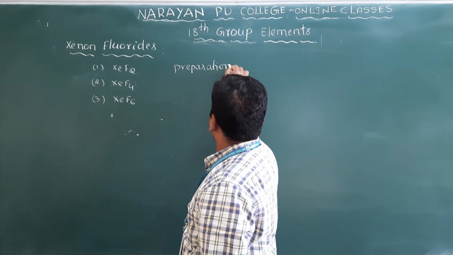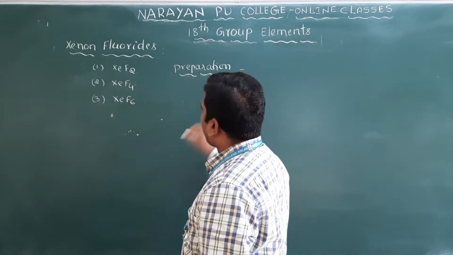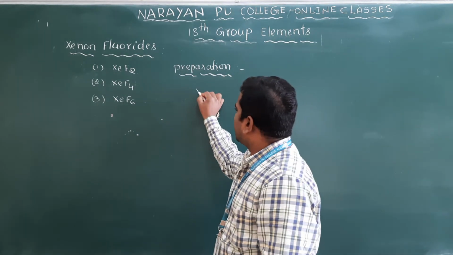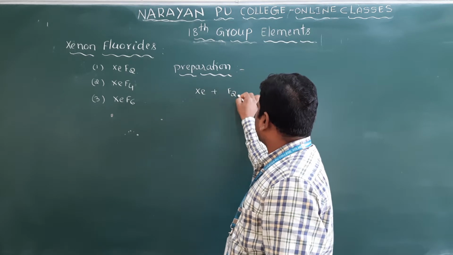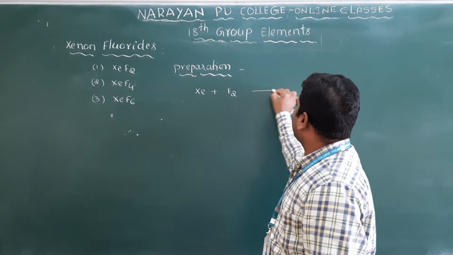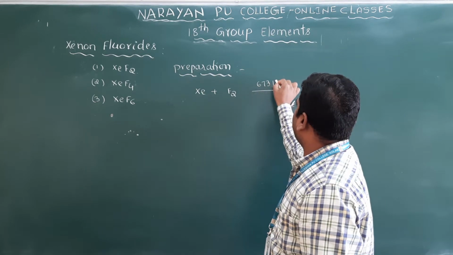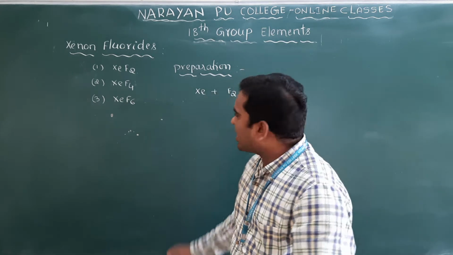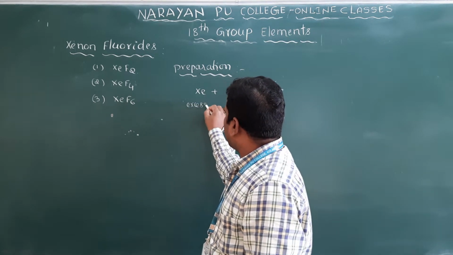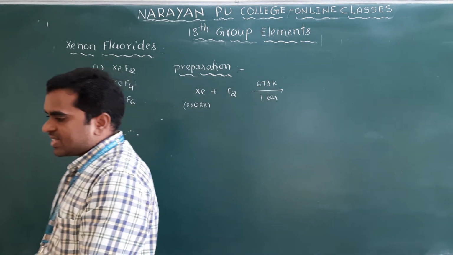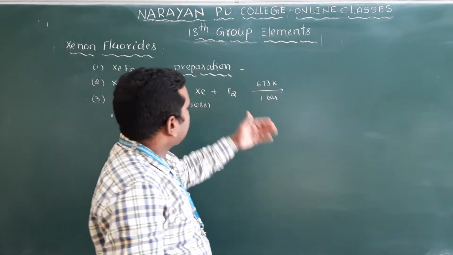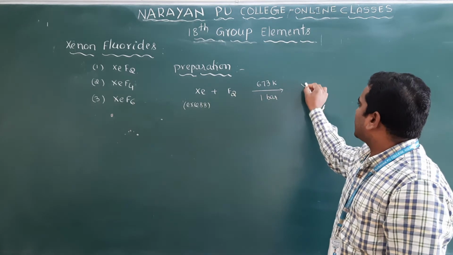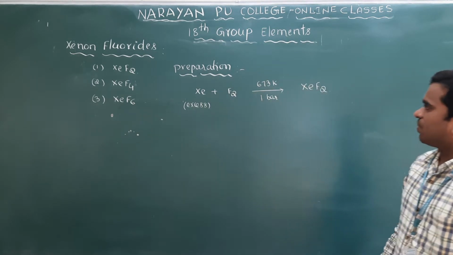These compounds are prepared directly by the combination of xenon and fluorine. Take xenon plus fluorine, and maintain 673 Kelvin and 1 bar pressure. Take an excess amount of xenon. Then the compound you will get is XeF2.